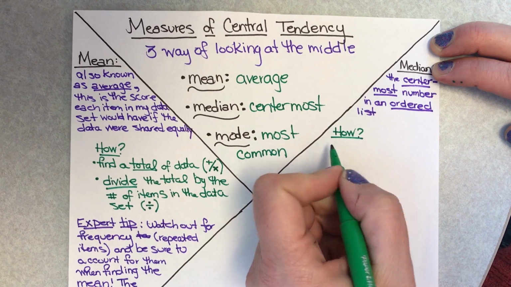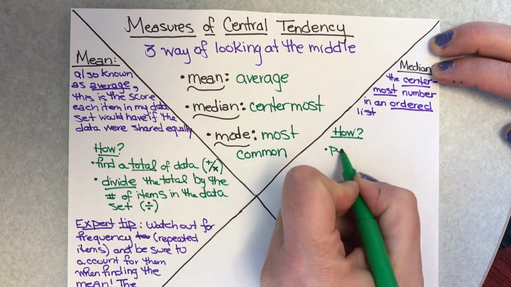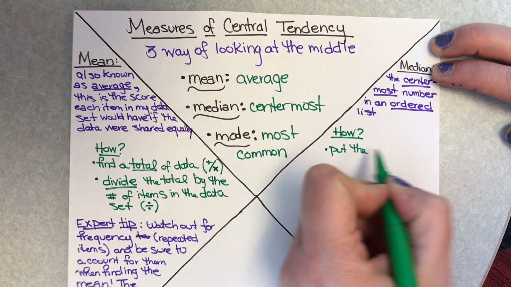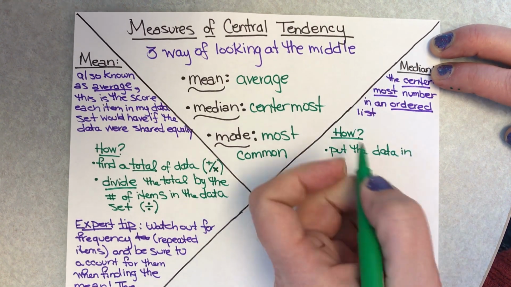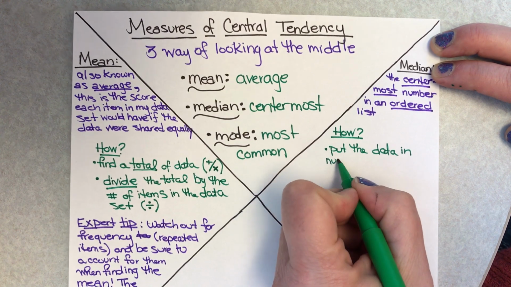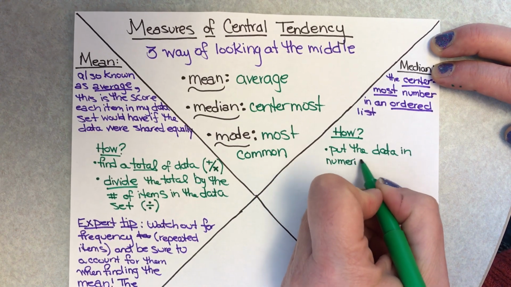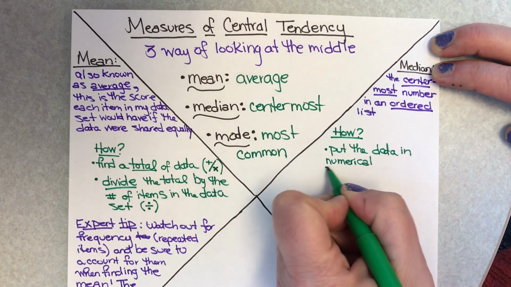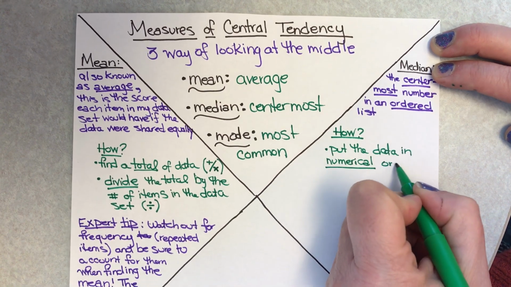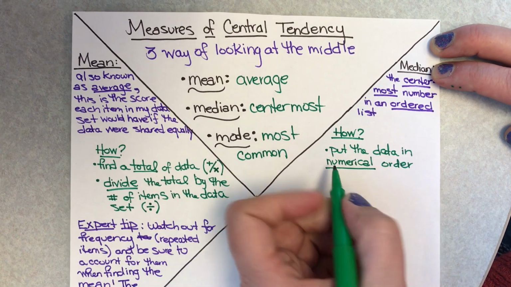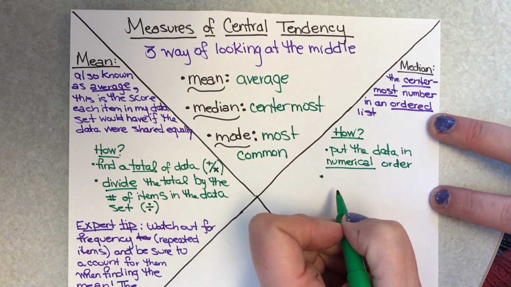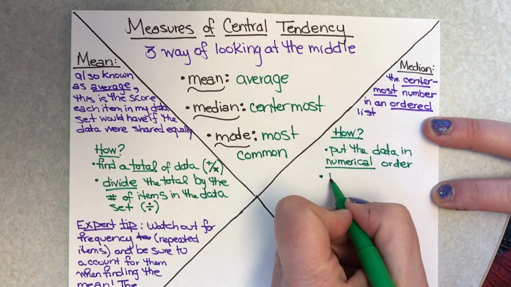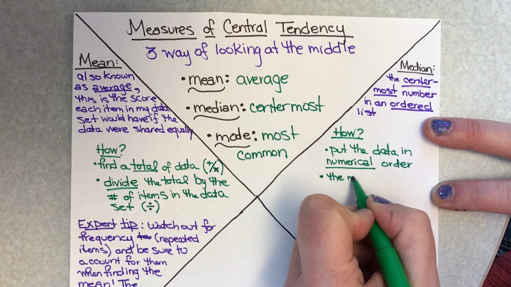Well, the first thing you're going to need to do is put your data in numerical order. And students ask me all the time, well, should I go least to greatest or should I go greatest to least? The good news is it doesn't matter because the middle will be the same. So least to greatest, greatest to least, just make sure they're in numerical order. And then whatever is the middle number is the mode.